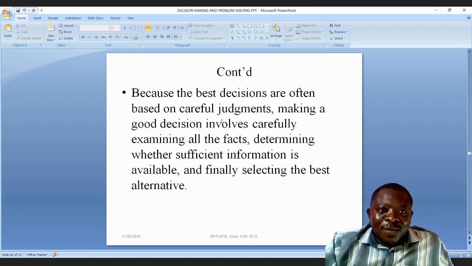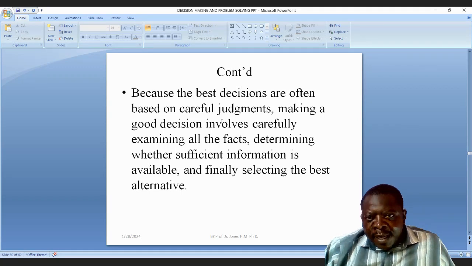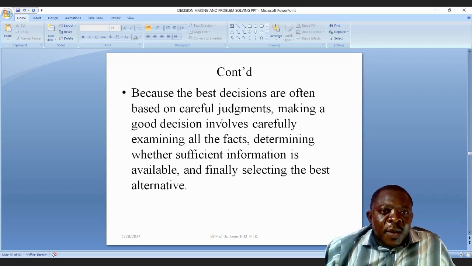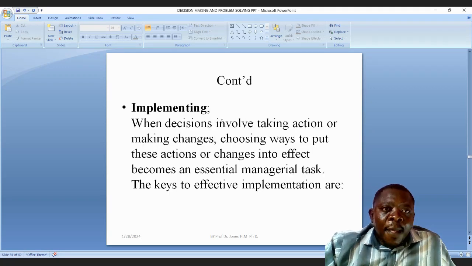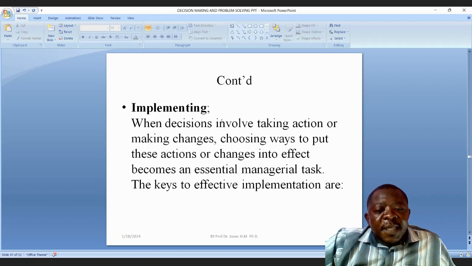Okay, so the act of choice here, because the best decisions are often based on careful judgment. Hence, making a good decision should involve careful examining of all facts. It involves determining whether sufficient information is available, and finally selecting the best alternative. Then there is the implementation, putting to action.